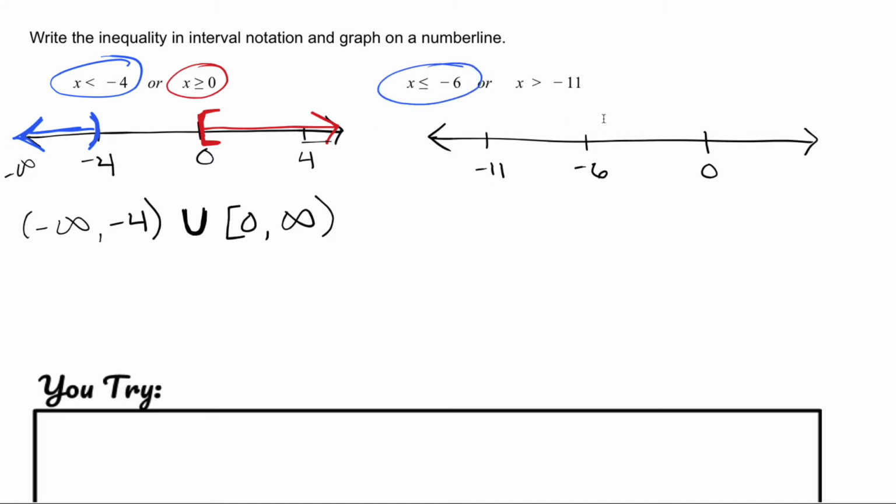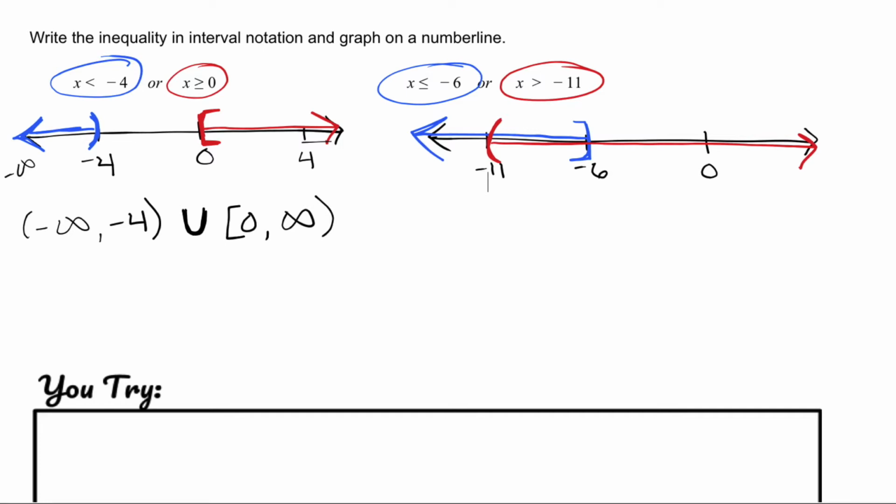X is less than or equal to -6. So we want to include -6 because it could be equal to, and we want numbers that are less than, all the way over here. I'm ignoring that 11 when I think about this because I just want to look at what x less than or equal to -6 would be by itself. Now I'm going to consider in red, when is x greater than -11? Ignoring the blue, and here's -11. We want the numbers that are greater than that.